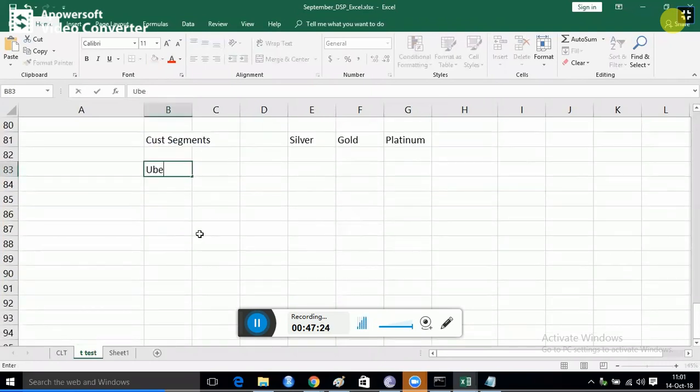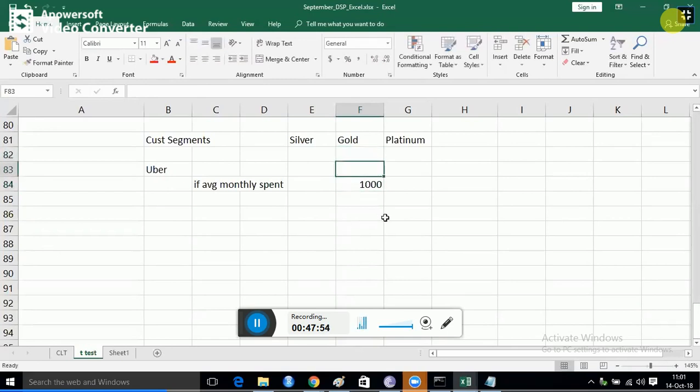Let's say there is Uber or any taxi service, Uber or Ola. They want to give some discounts. Everyone please listen to this example clearly. They say if the average monthly spend by a certain customer is 1,000 rupees, if a particular customer on average in an entire month spends 1,000 rupees, he gets a discount of 250 rupees.